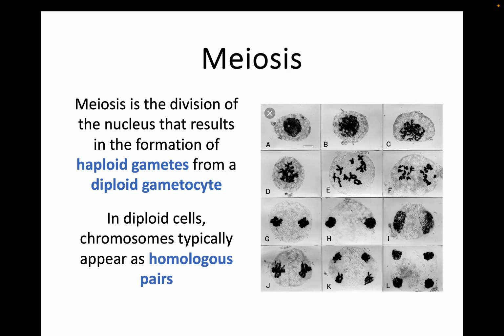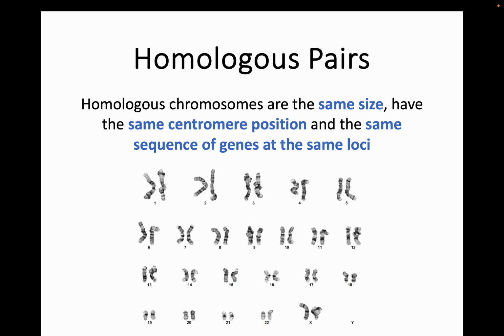So, first of all, the idea of meiosis is the division of nucleus that results in the formation of haploid gametes from a diploid gametocyte. So hopefully you remember haploid, 1 set of chromosomes, diploid, 2 matching sets of chromosomes. In diploid cells, chromosomes typically appear as what we call homologous pairs. Now this is again something you may remember from the mutations part of Higher, but we talk about homologous partners and that side of things.